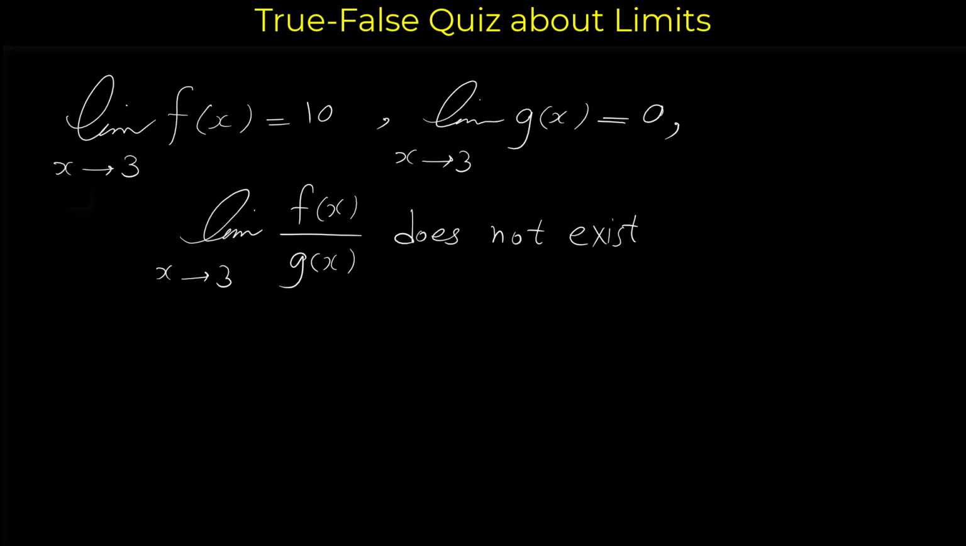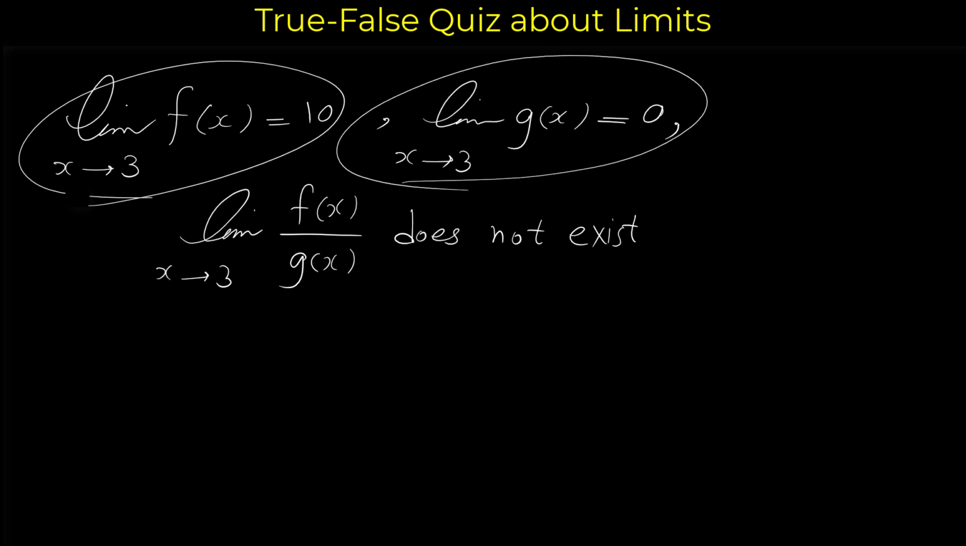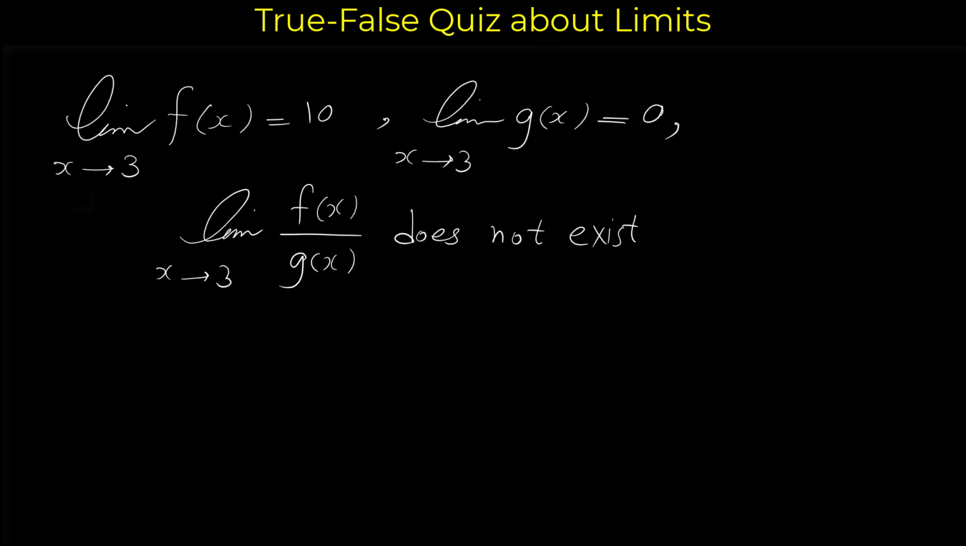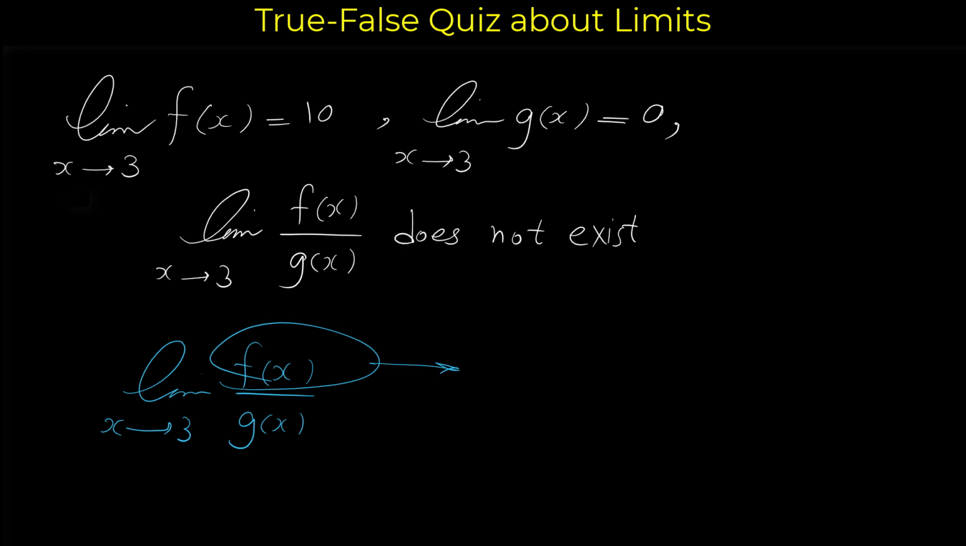So we want to figure out if limit of f is 10 and limit of g is 0, then limit of f over g exists or does not exist. Note that here, in the limit of f over g as x approaches 3, the numerator approaches a non-zero number. It approaches 10, which is a non-zero number. But the denominator approaches 0.